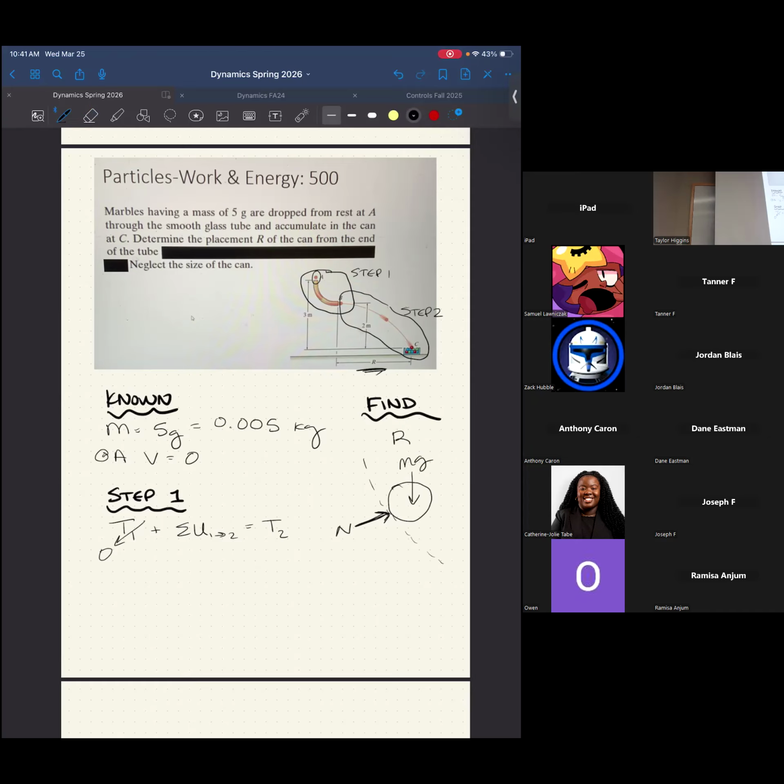Okay, now is mg doing positive work or negative work? Positive, yep, because we're moving downward and mg points down. And then what is the height change? 1 meter, because it's 3 meters minus 2 meters.